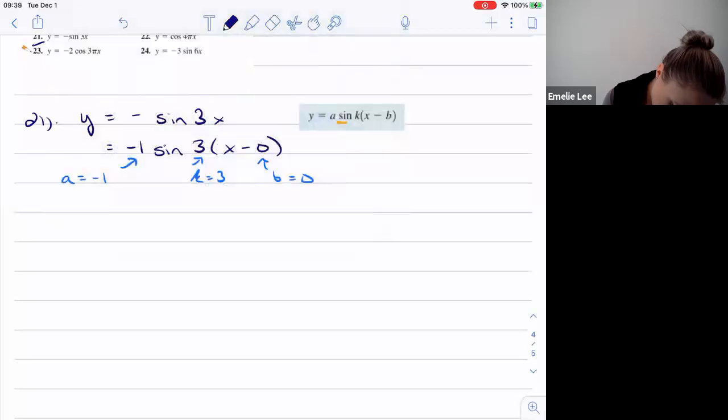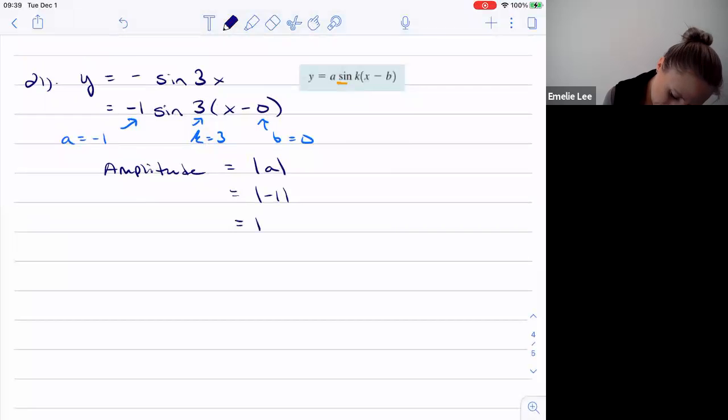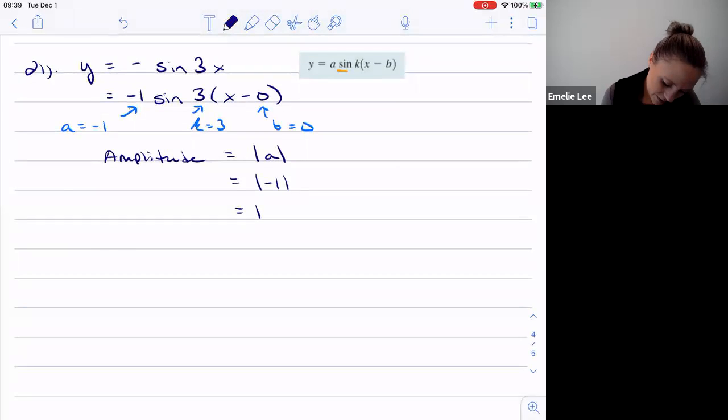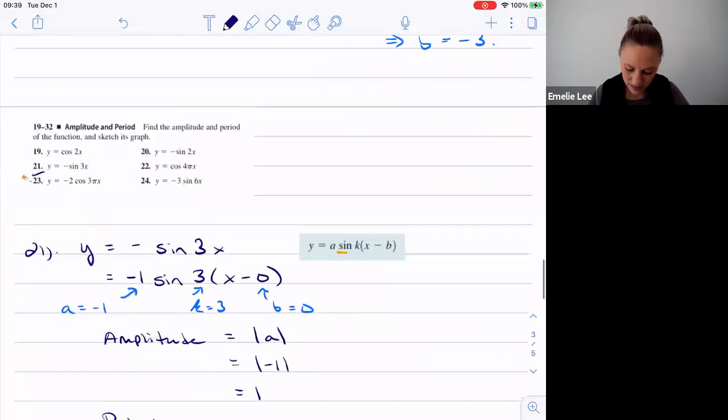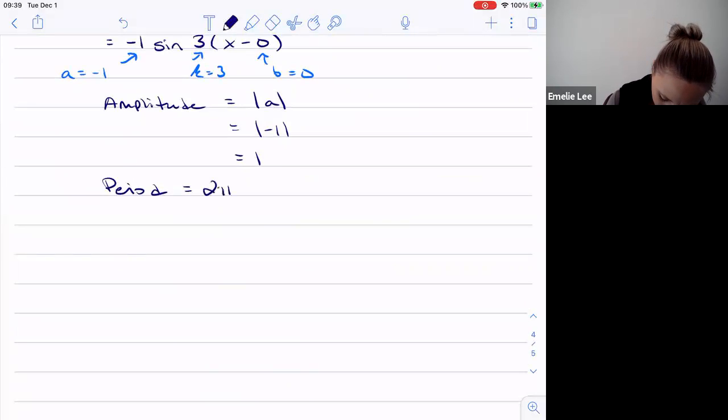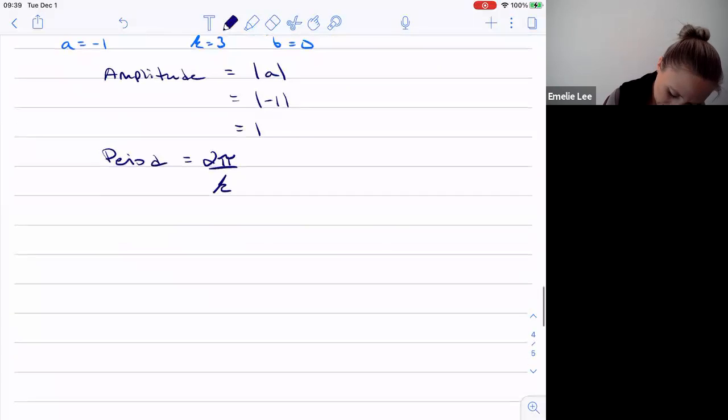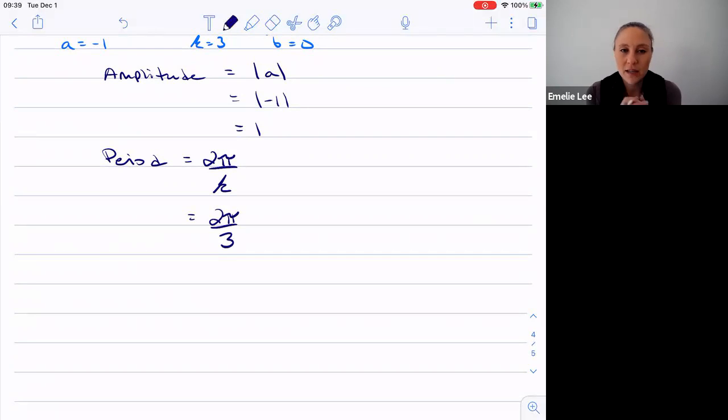So now I can say that my amplitude is the absolute value of a, which is the absolute value of -1, which is 1. And my period's a little bit weird. It's 2 pi over k, where k is 3 in this case, so 2 pi over 3. I can't really simplify that. That's okay. So my period now is 2 pi over 3.